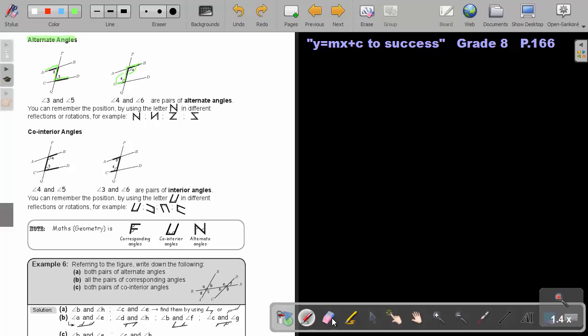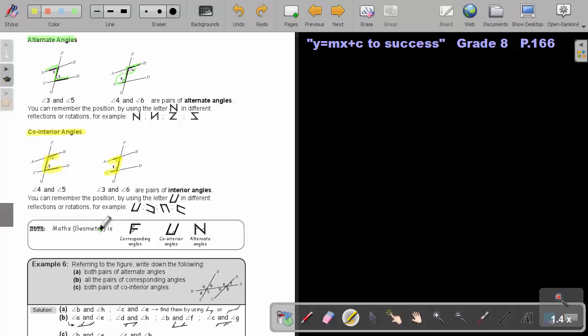And then the last one, and we're going to make that one yellow, co-interior angles. And now, can you see? It's like a U or a C. So what will it be? It will be the number 4 and 5, and it will be the number 3 and 6. So you can remember the position by using the letter U in different reflections or rotations. Okay, so note, how can you remember this?